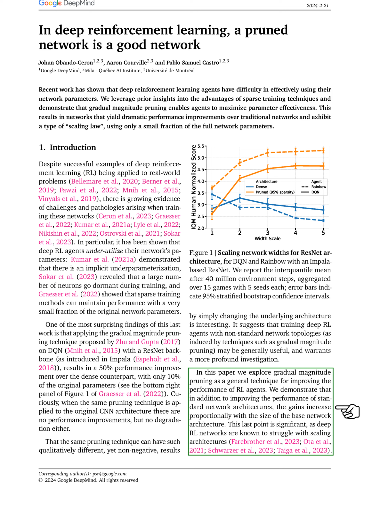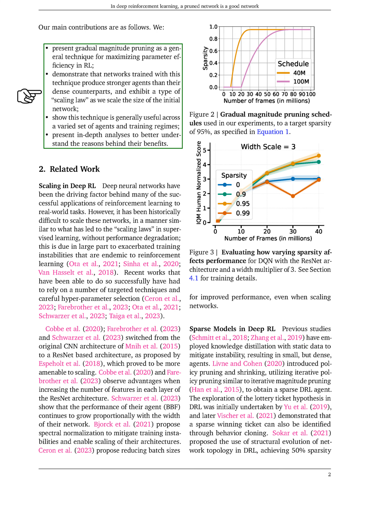Related to our work, scaling deep neural networks in RL has been a challenge, similar to the scaling laws observed in supervised learning. This difficulty is partly due to training instabilities unique to RL. Recent studies have managed to scale networks successfully by using targeted techniques and careful selection of hyperparameters. Some have switched from CNN to ResNet architectures, which are more scalable, and others have found benefits in increasing the number of features in each layer of the ResNet architecture or employing spectral normalization and reducing batch sizes to mitigate training instabilities and enable scaling.